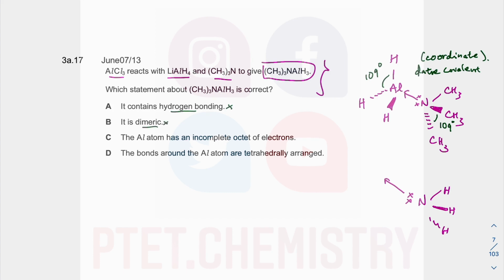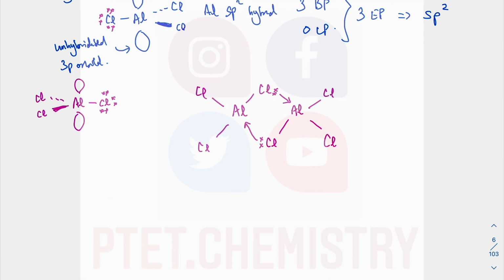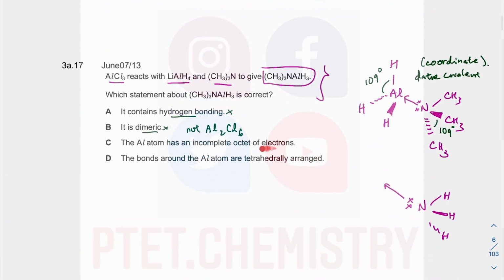It's dimeric, this is not Al2Cl6. They're trying to confuse you. Some people just know the technical terms without understanding what is going on. The aluminium atom has an incomplete octet of electrons, because it's only got 2, 4, and 6 originally, just like this one. It's got an empty orbital as a result of incomplete electrons in the outer shell. So C is the most correct option.